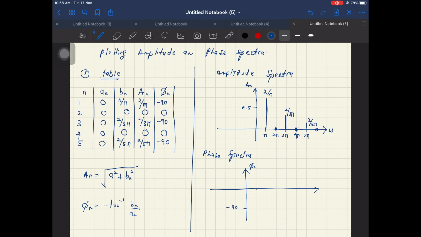Okay, so finally for the phase spectrum, because we already know that the value is negative 90, you just simply draw your graph like this, and just plot the phase spectrum. Okay, so that's all for example 1. See you on our next video for the next example on Fourier series. Alright, okay, bye. Thank you everyone.